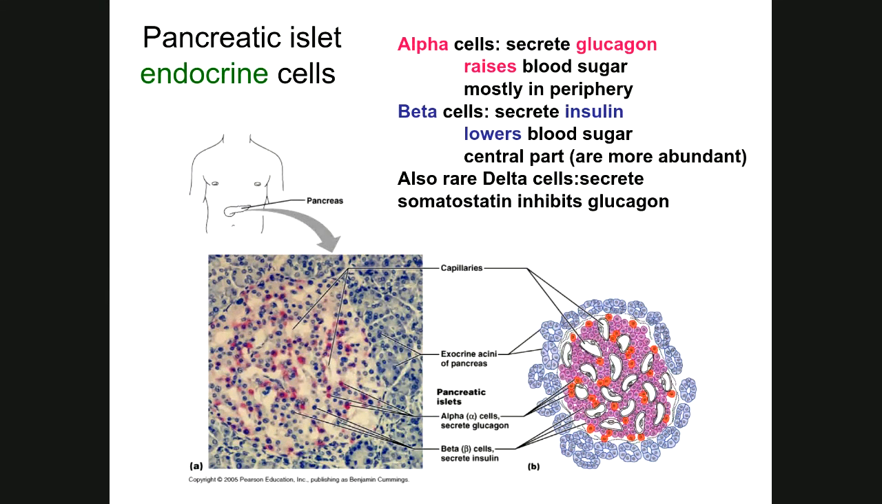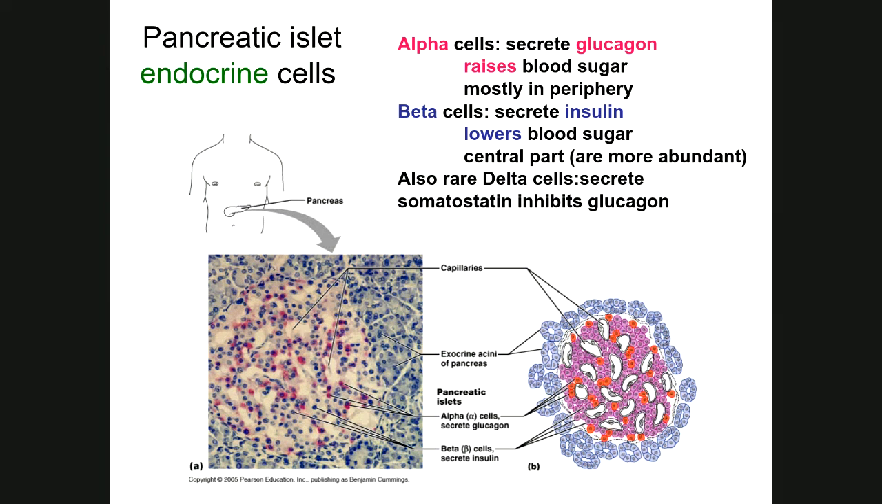All right, and you see a lot of capillaries and blood. They are appearing red over here. So we do have 3 endocrine cell types. Alpha cells secrete glucagon. Glucagon raises the blood sugar. Mostly they are in the periphery. You are going to see them completely in contact with the acinar cells.